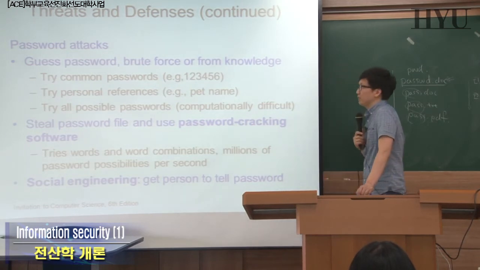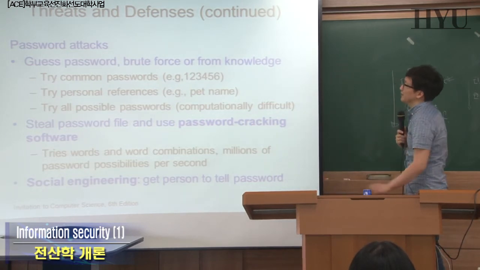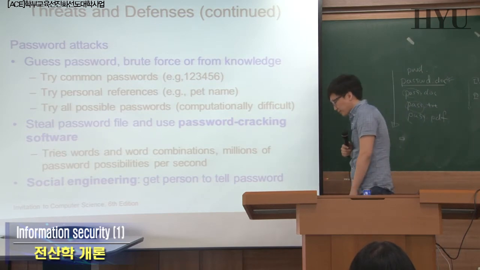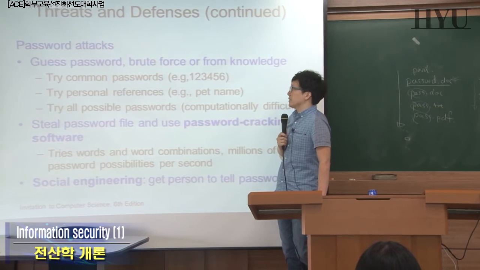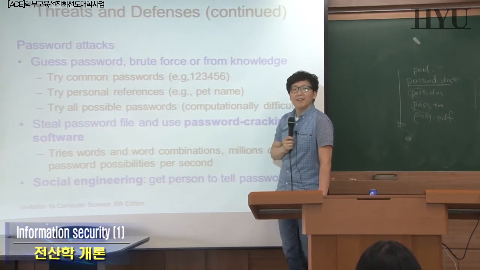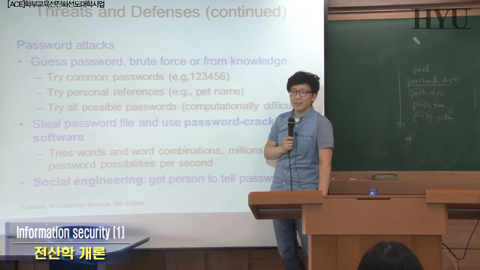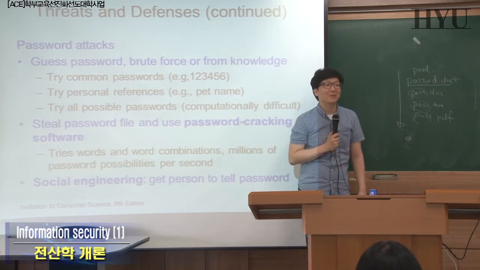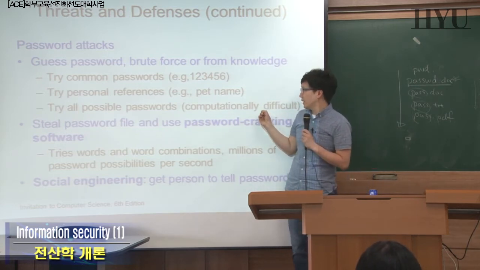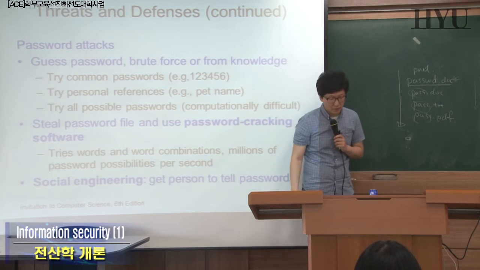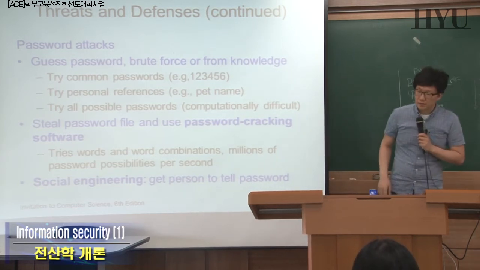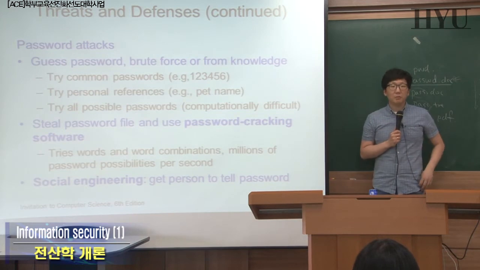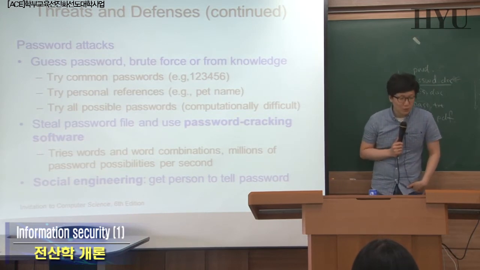I mean, if you're allowed to use your birthday as a password. So try personal references if they have a pad. Try their wife's name, try their wife's birthday, those type of stuff. It is actually something called brute force, so you try all possible passwords. Computationally difficult means it would take a long time to do it.